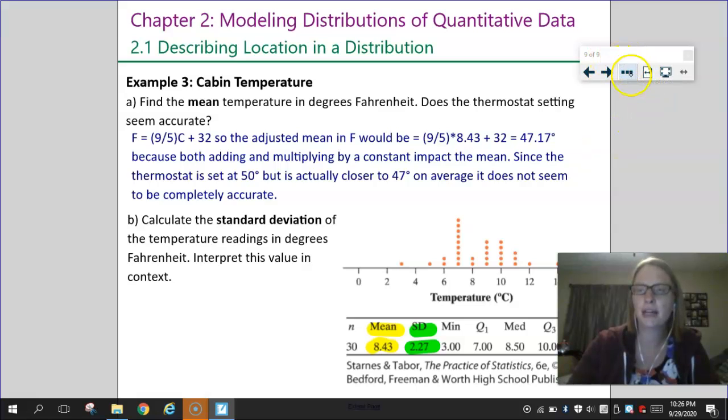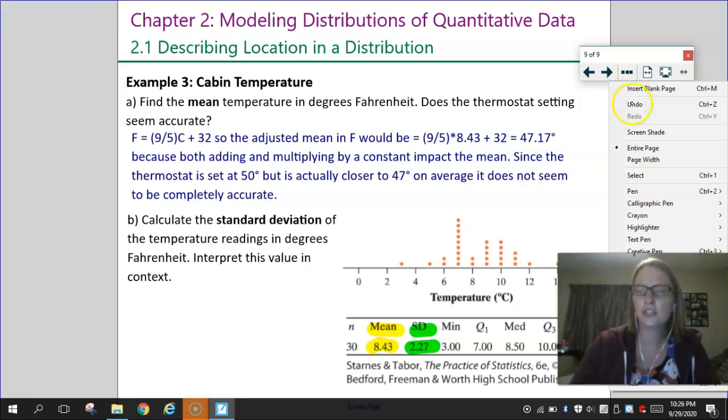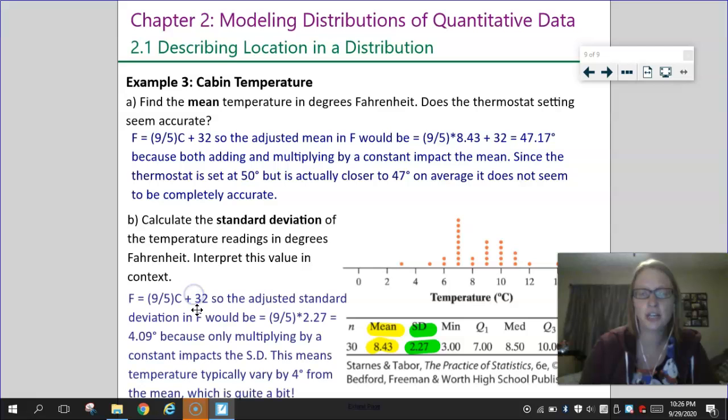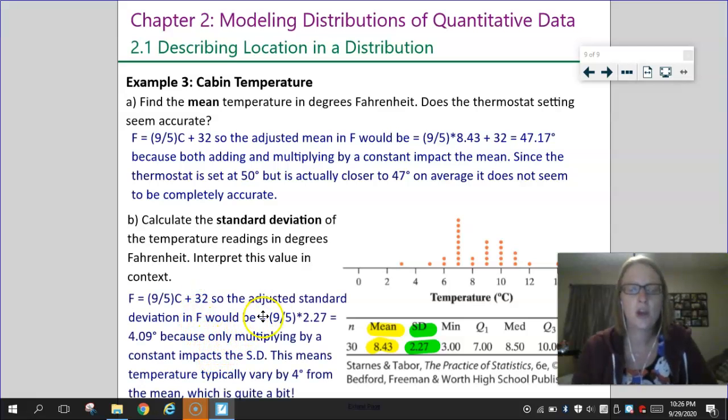So let's take a look at my answer. I'm going to take my standard deviation in Celsius, 2.27, and I'm going to multiply by 9/5 because multiplication does change our standard deviation. When I take 2.27 times 9/5, I get 4.09 degrees. And again, that was because multiplying by a constant impacts standard deviation, but standard deviation was not changed by adding. What this tells us is that on average, every night in her cabin differs from the mean by about 4 degrees, which is pretty significant.